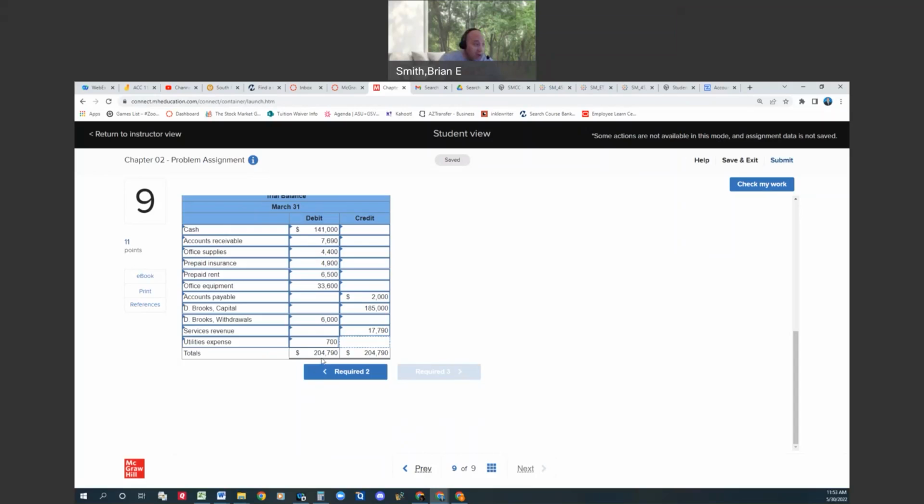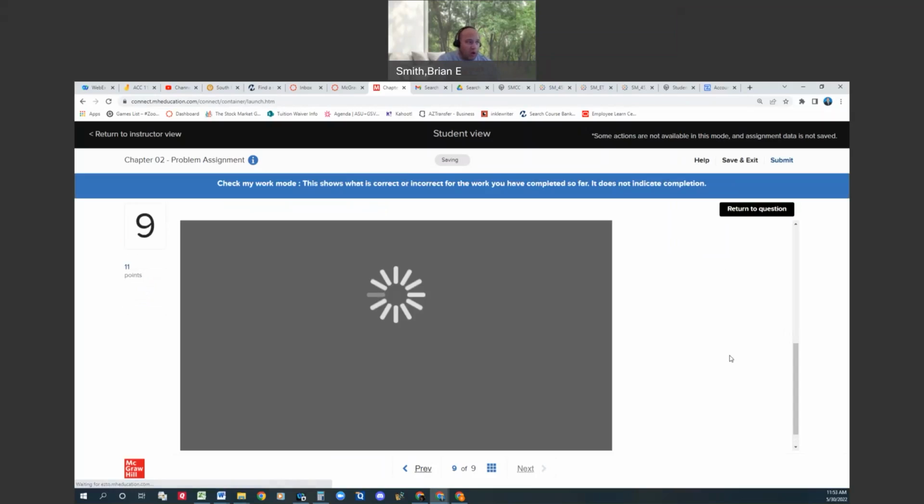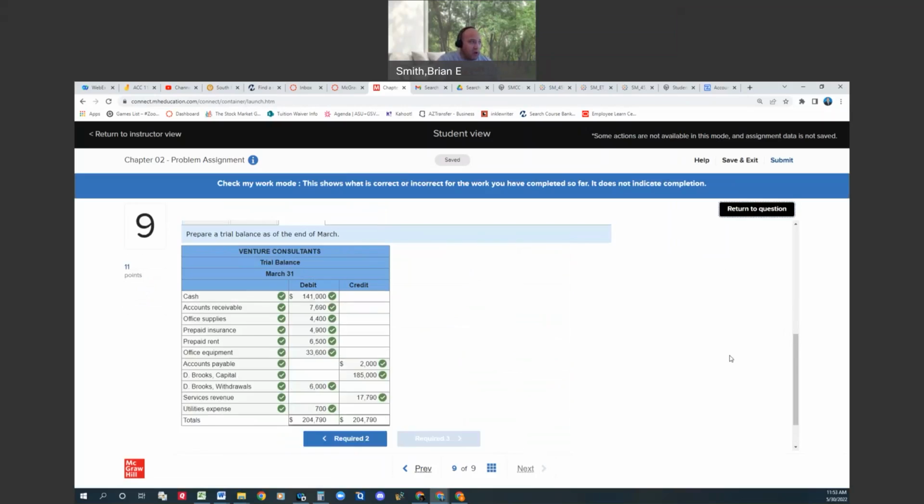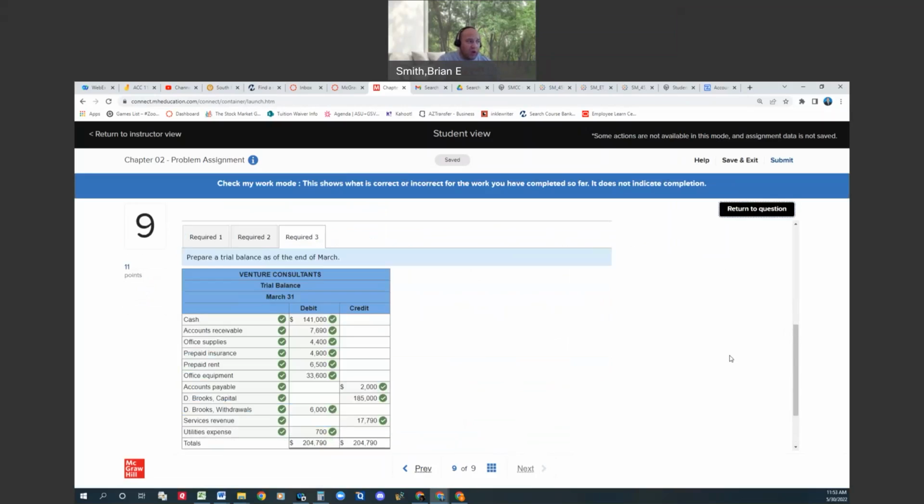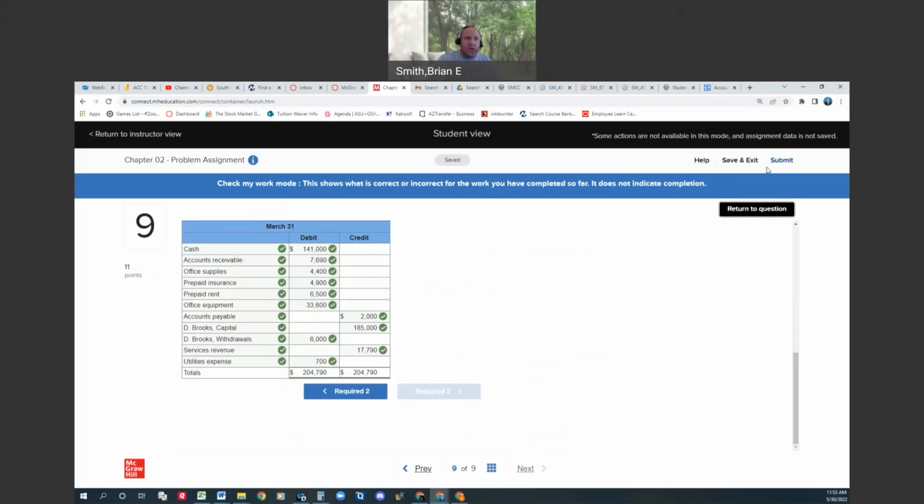Look, we balance. That's the whole point of the trial balance. We're doing a trial to see if they all still balance when we put them in our debits and credits like this. Let's check our work. I'm pretty sure we're feeling pretty good about this problem. The answer is complete and correct, okay? We're done. We finished all of our assignment. We click this submit button in the upper right corner. This is how you create a trial balance. This is how you get there.